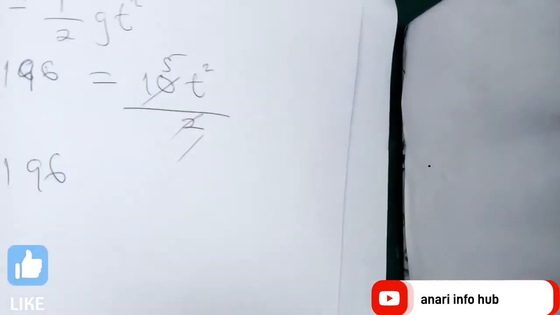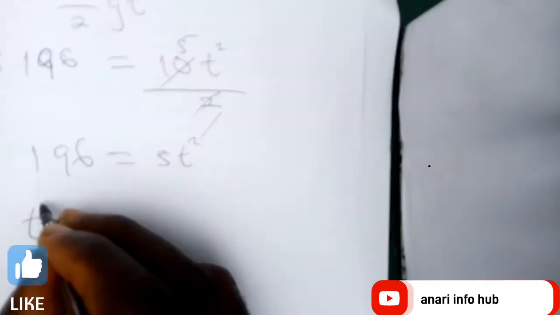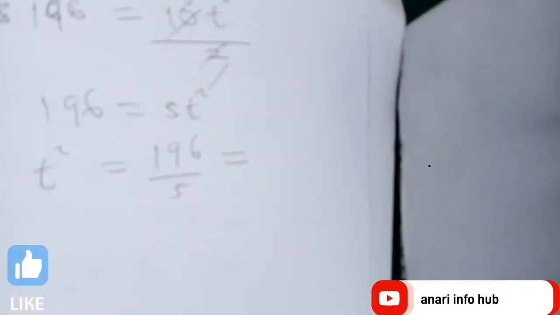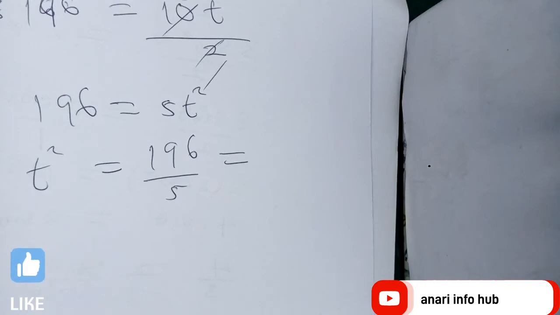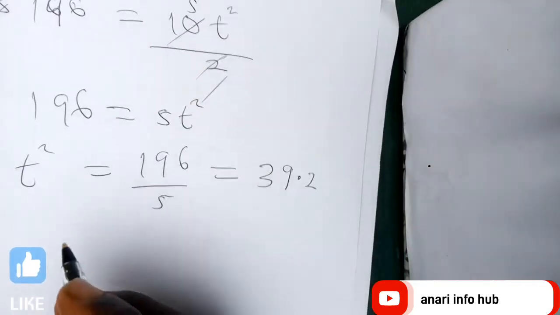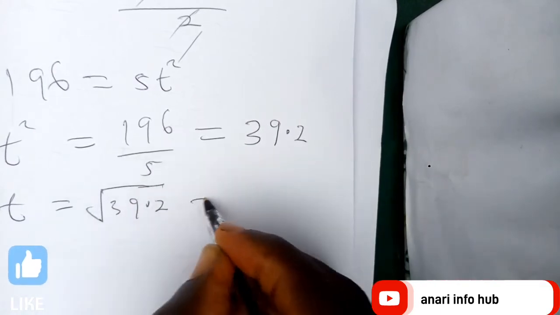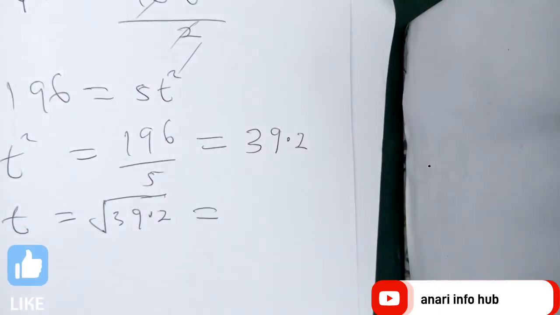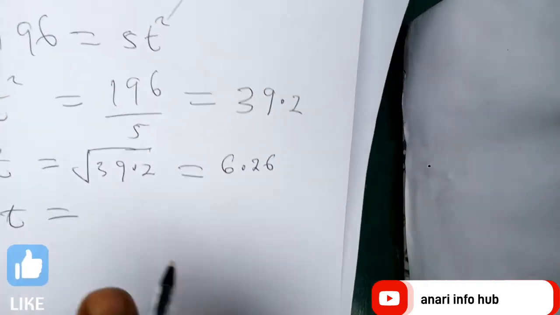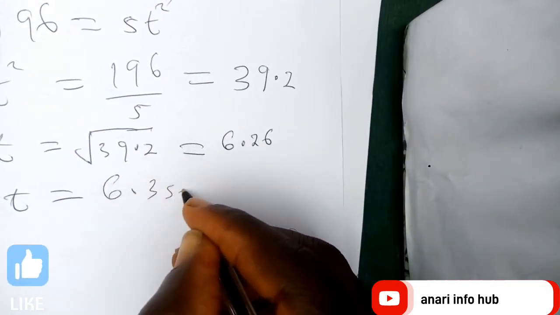We have 196 equals 5t squared. So t squared alone equals 196 divided by 5, which gives us 39.2. Then t equals the square root of 39.2, which gives us 6.26. If I approximate this to one decimal place, t equals 6.3 seconds.